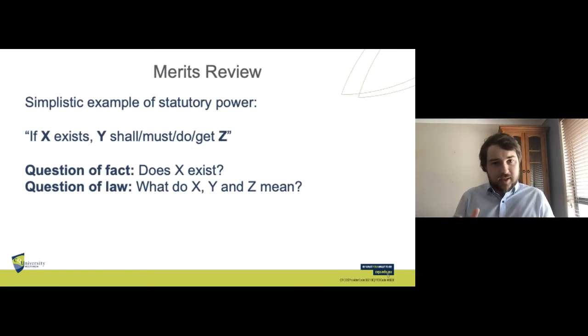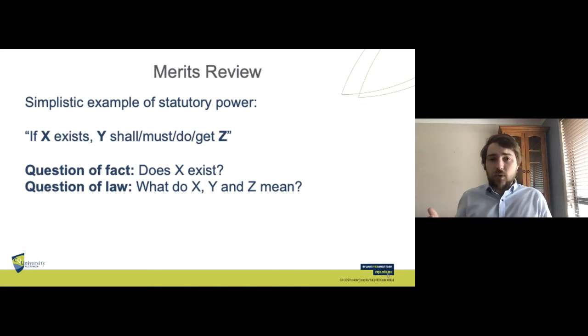To give you a really simplistic example of a general statutory power, most bits of administrative regulation can be boiled down to a simple formula. If X exists, Y shall or must or can or will do Z. So if something exists, a decision maker can, should, must do Z. The question of fact in that sort of formula is, does X exist? That needs to be factually determined.